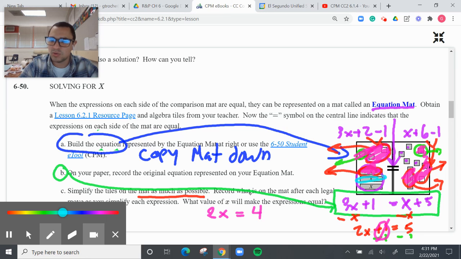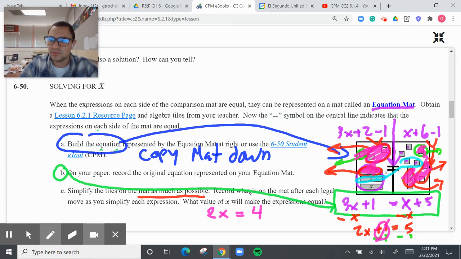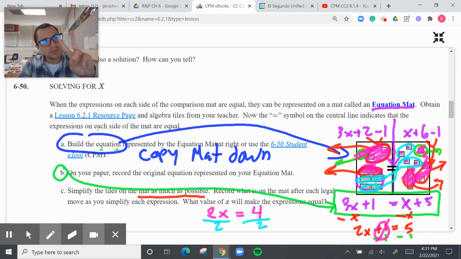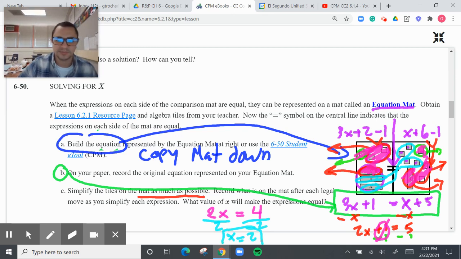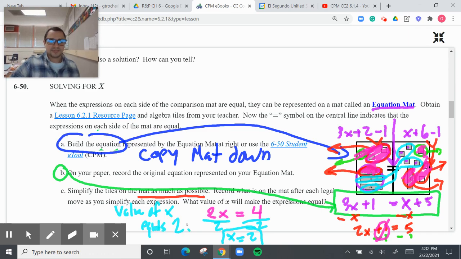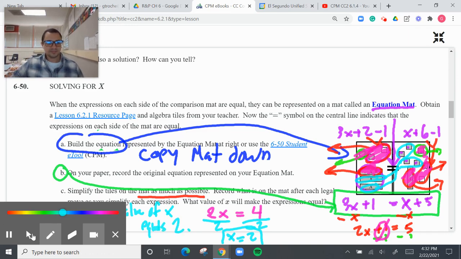So that means this 1x is going to equal 2 here, and this other x is going to equal 2 here because we are going to divide by 2. So we have 2 groups of x's. What does one group equal? Well, one group is going to equal 2. And that's what you do there. So what value of x will make this equation true? The value of x equals 2. And that's going to be your answer for C.